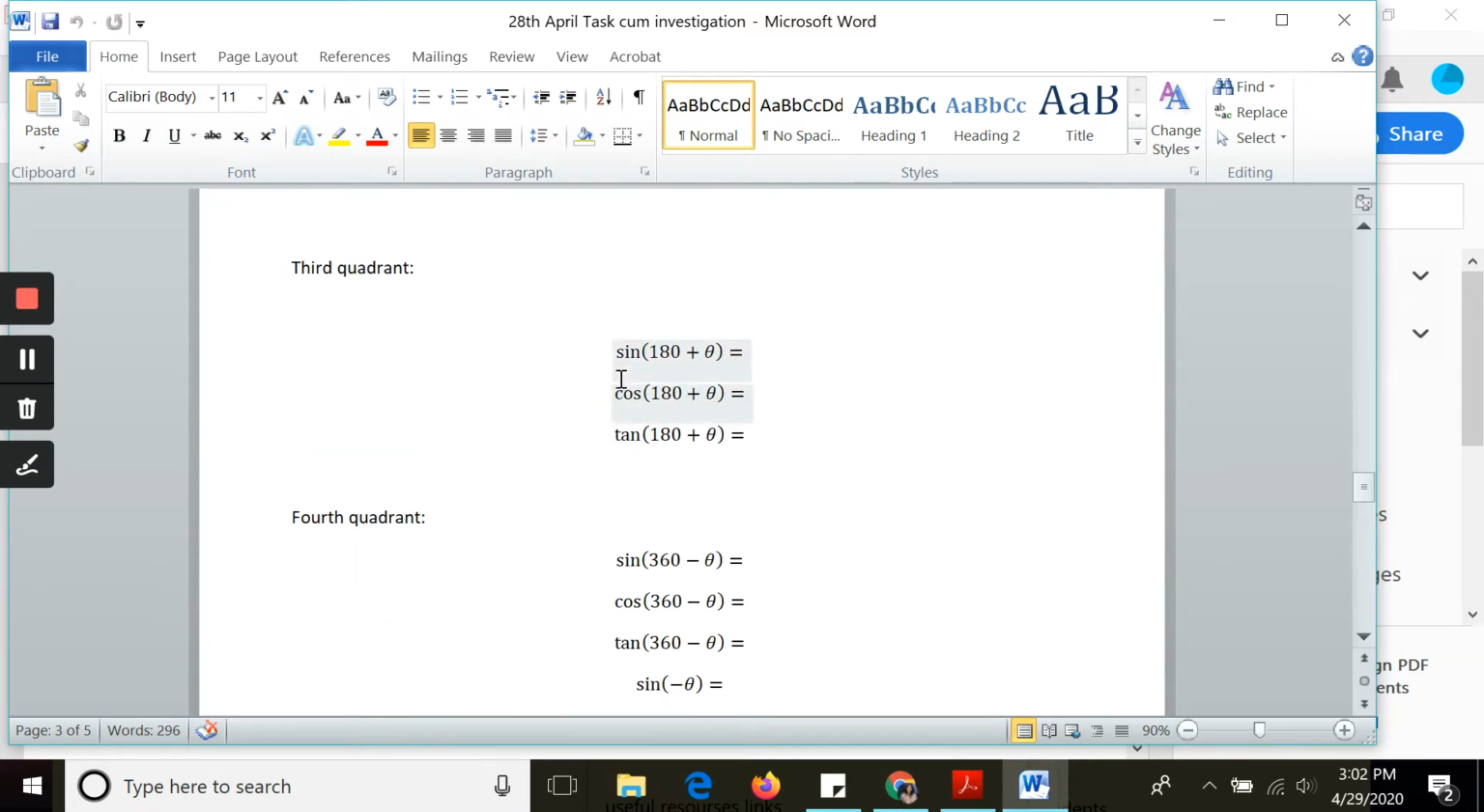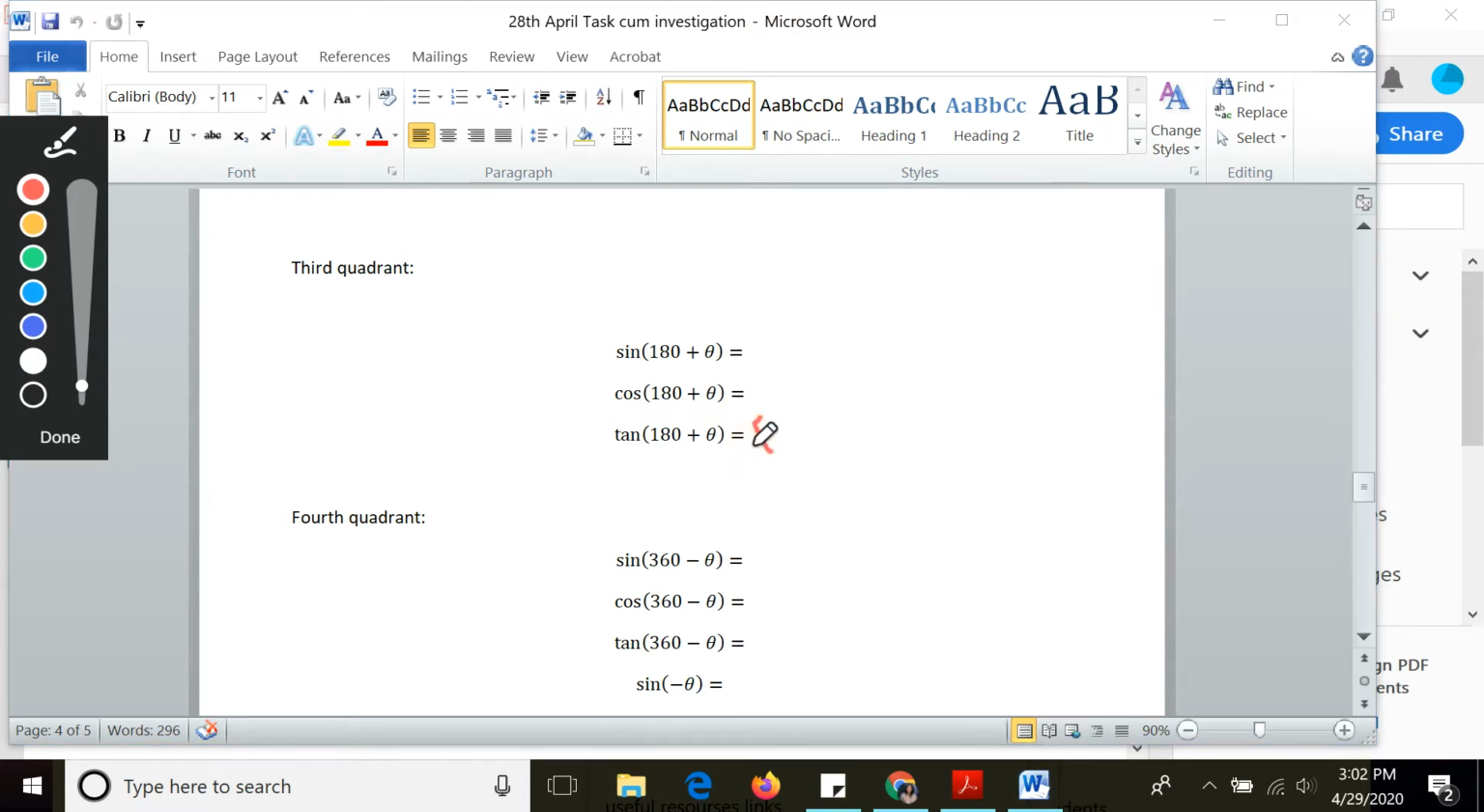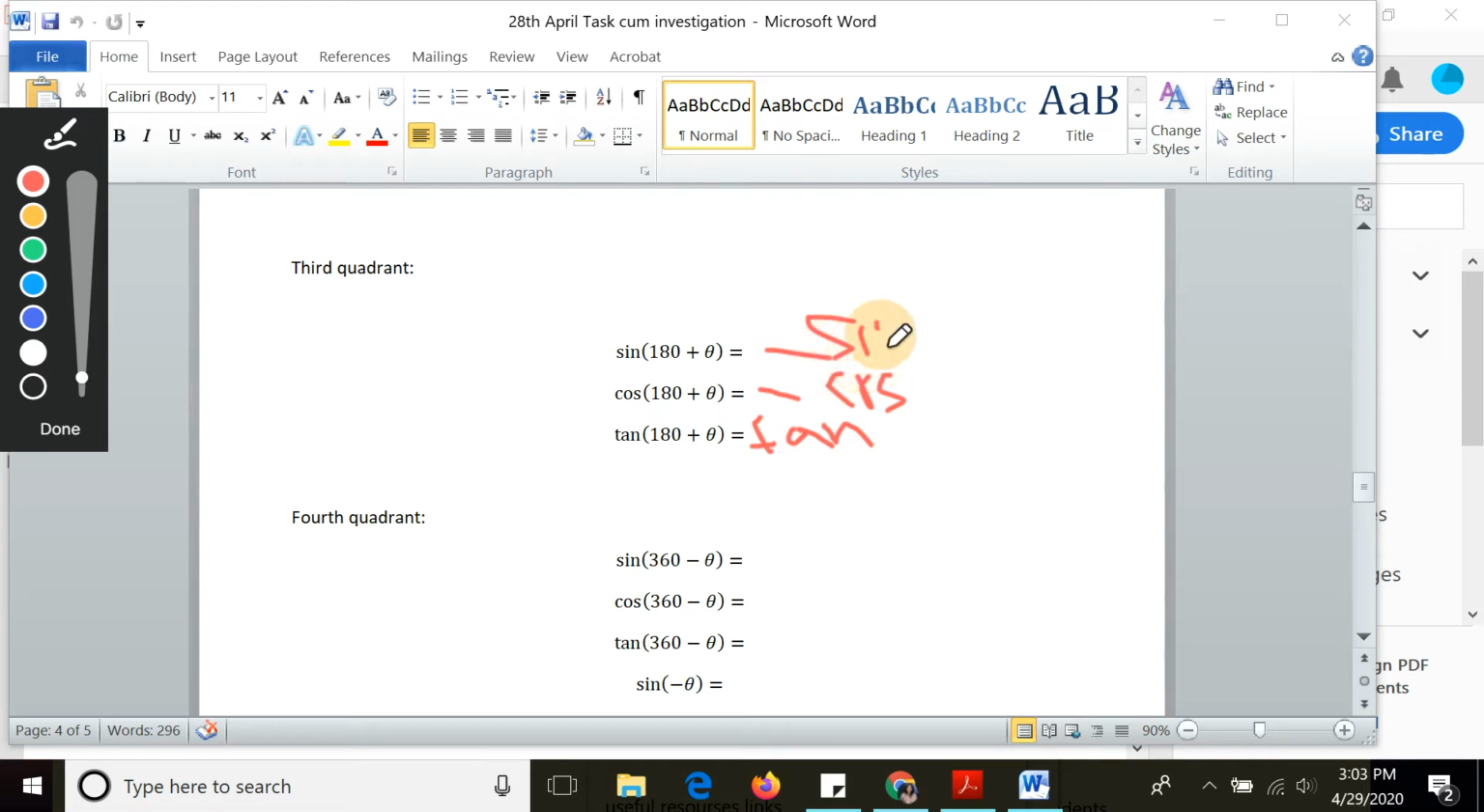Similarly, I asked you to find out for third quadrant, and again, in the third quadrant, you know tan was positive, and we know when it's 180, the tan remains the same. Again, if you want to go back and check it, you can see that tan 225 will be the same as tan 45. So this one was tan, and this one was minus cos. So this is minus cos, and this one was minus sine. So this is minus sine.